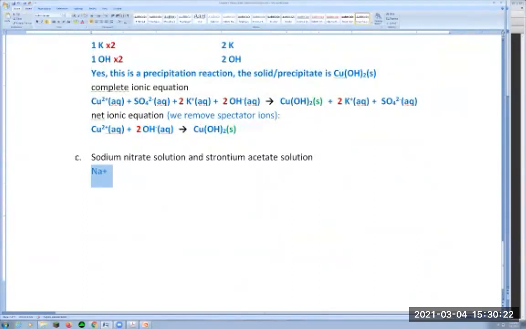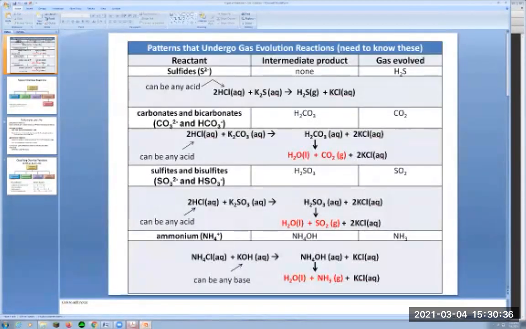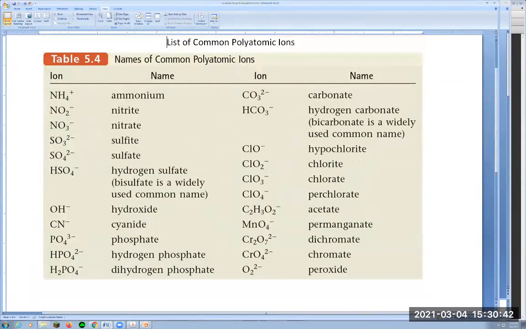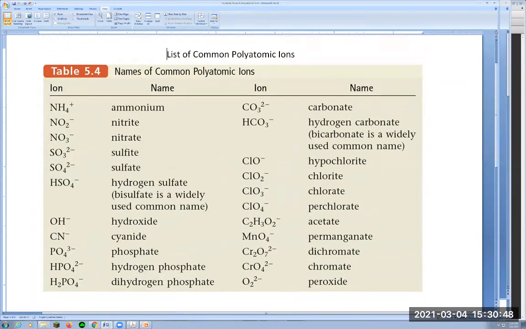I think by now you know that it's a positive 1 ion. It's an alkali metal from group 1A. Nitrate is part of the polyatomic ion list. What tells you it's a polyatomic ion? It's the ending in 8.